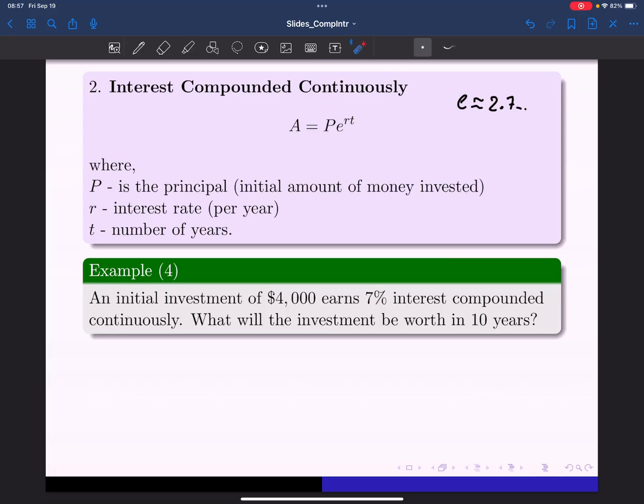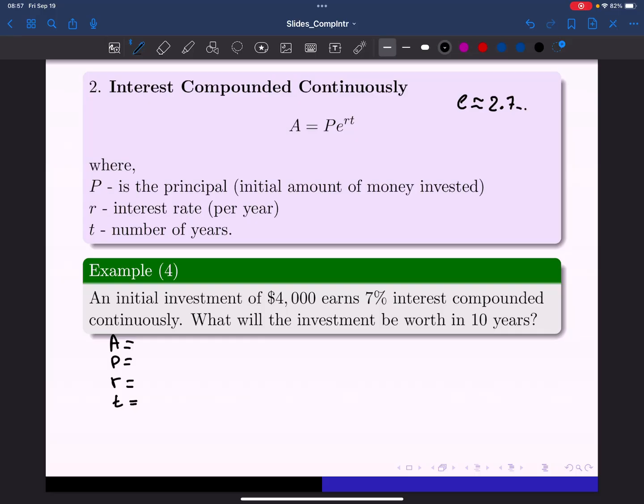Example 4. An initial investment of 4,000 earns 7% interest compounded continuously. What will the investment be worth in 10 years? As before, from this formula, let's list the letters A, P, R, and T.